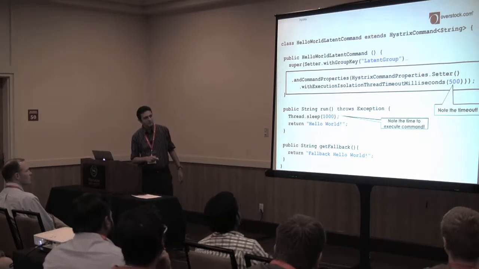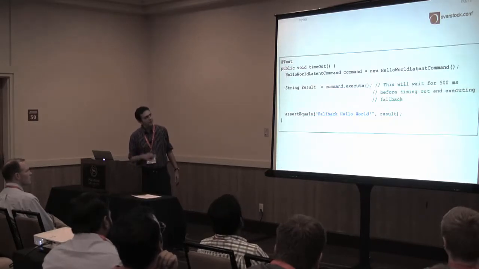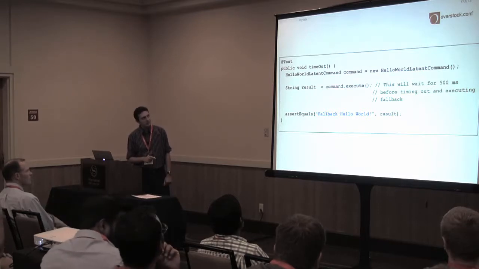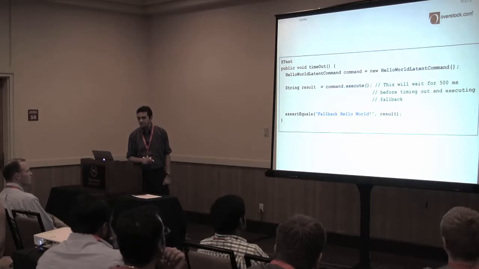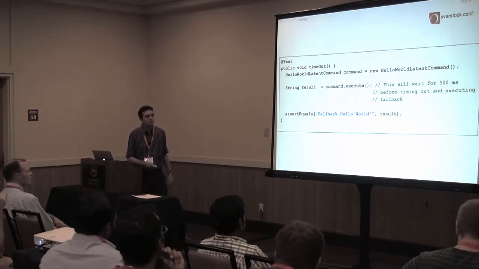So it's always going to fail the run and call the fallback. If you were to create a simple test that tests this timeout, you create the command and you execute it. This is going to block for 500 milliseconds as defined, and then it's going to call the fallback. So if you run this, you will see that the fallback is removed. This is an example of timeout where you enforce a timeout.